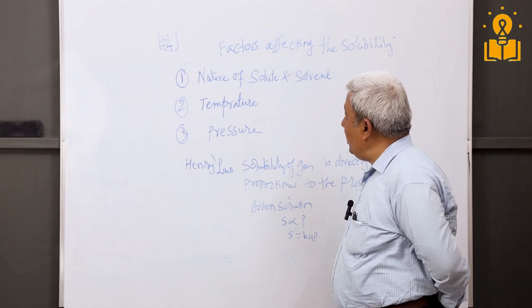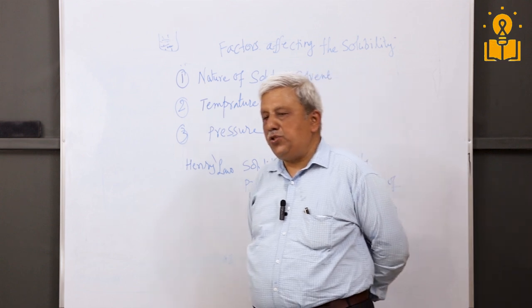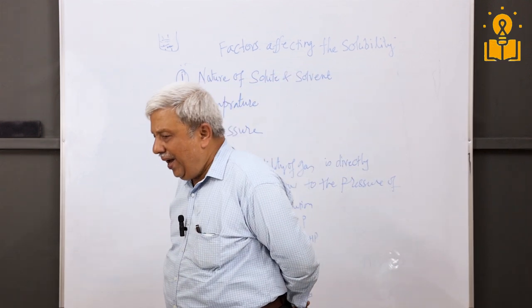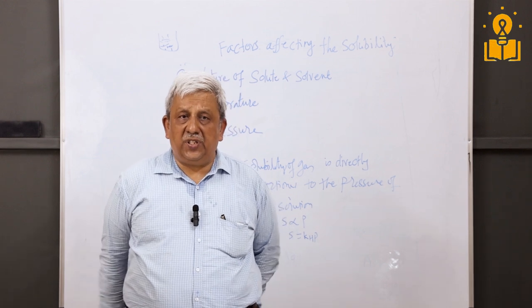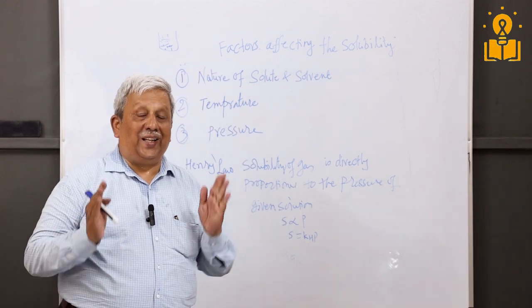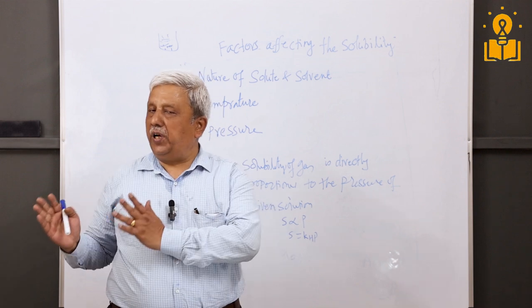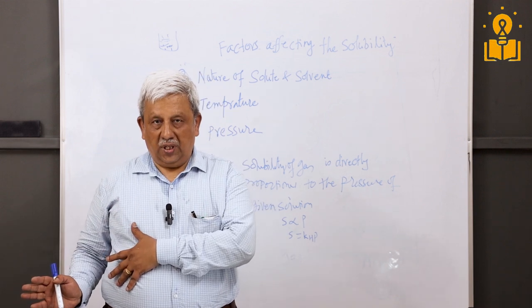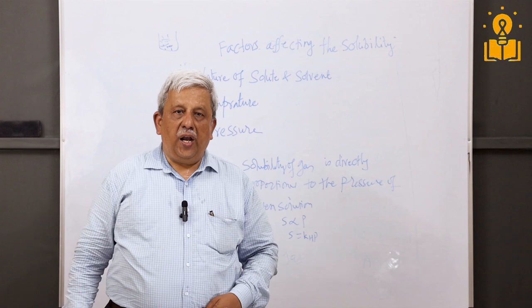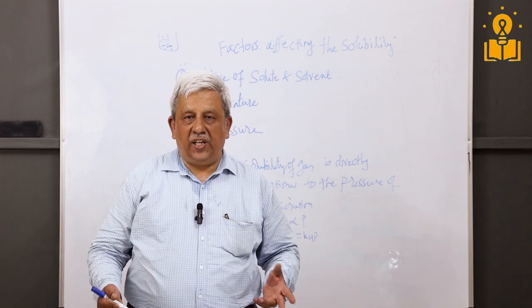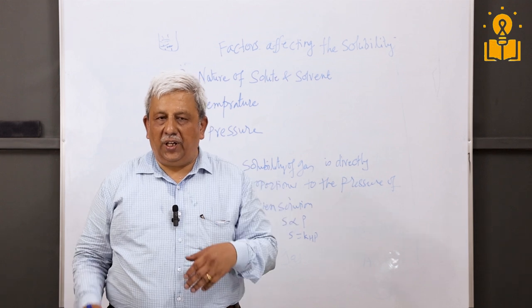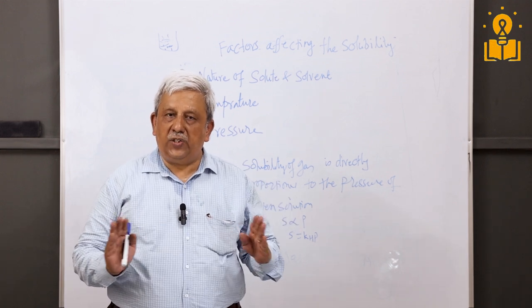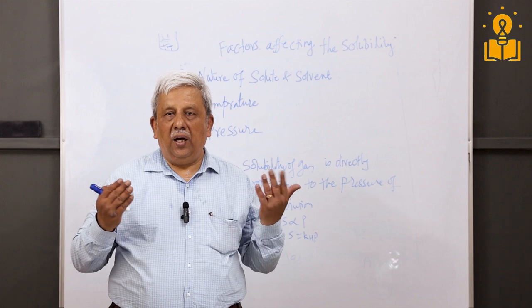The first one is the nature of solute and solvent. It is always said that like dissolves like. That means a polar solute easily dissolves in a polar solvent. Example, if you take NaCl, that is common salt, and put it in water and stir it, it easily dissolves, because both are ionic in nature.